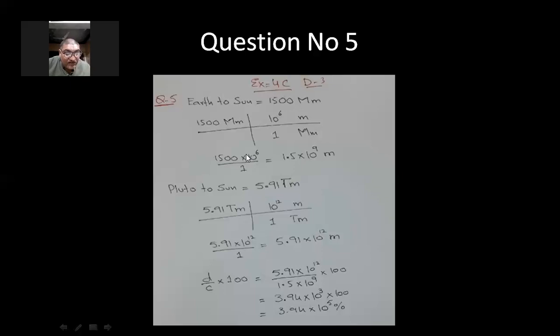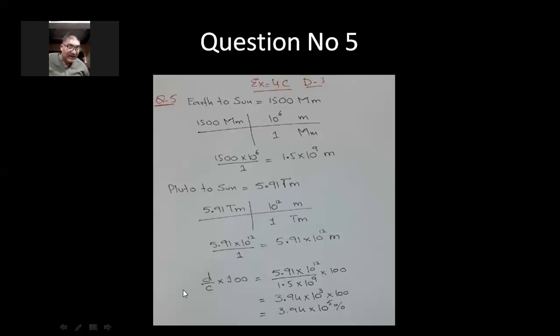The next question is, the mean distance from Pluto to the sun is d terameters, where d is 5.91 and terameter is 10 raised to power 12 meter. So express d as a percentage of c, giving your answer in the standard form. Pluto to sun is 5.91 terameters. So 1 terameter is equal to 10 raised to power 12, and you multiply 5.91 into 10 raised to power 12 divided by 1. So it will be 5.91 into 10 raised to power 12 meter.